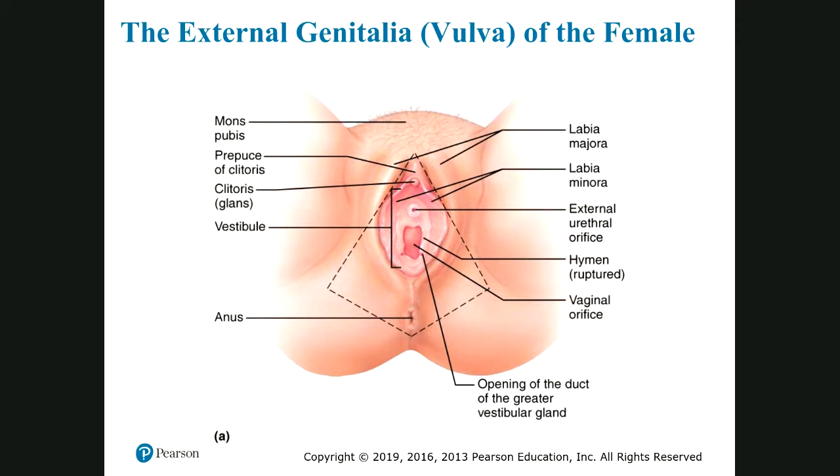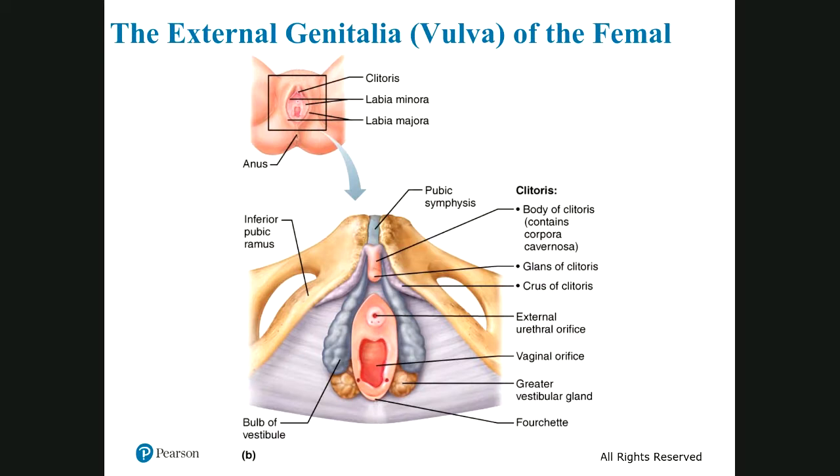We also have the bulbs of the vestibule, the greater vestibular glands. They lie on each side along the orifice and engorge with blood during sexual stimulation.